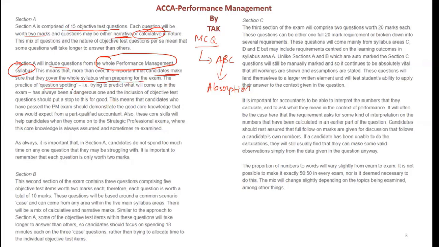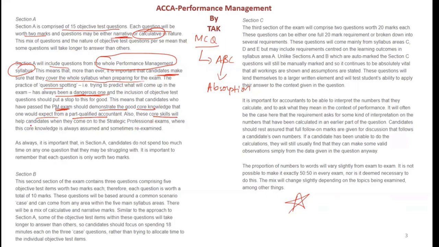So the practice of question spotting, that is trying to predict what will come in the exam, has always been a dangerous thing. And these are from the ACCA website, and these are the exact words of the examiners. That's why I'm sharing it in my lecture, so that you would be able to know what the examiner is actually saying. This means that a candidate who has passed the PM exam should demonstrate the good core knowledge that one would expect from a part qualified accountant.